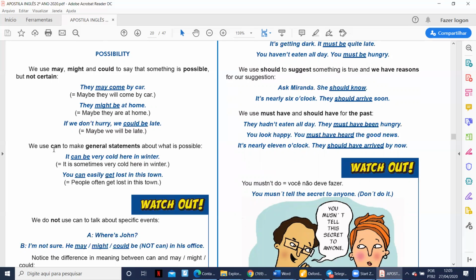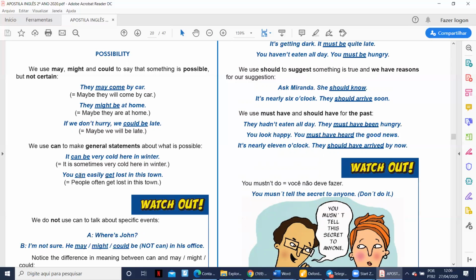We use can to make general statements about what is possible. So what does it mean? Let's take a look at the example. It can be very cold here in winter. It's a general statement. I'm not talking about a specific day. Okay, that's what general statements mean. It's general. It can be very cold here in winter. So it's sometimes very cold here in winter. Here I don't specify a specific day, okay?